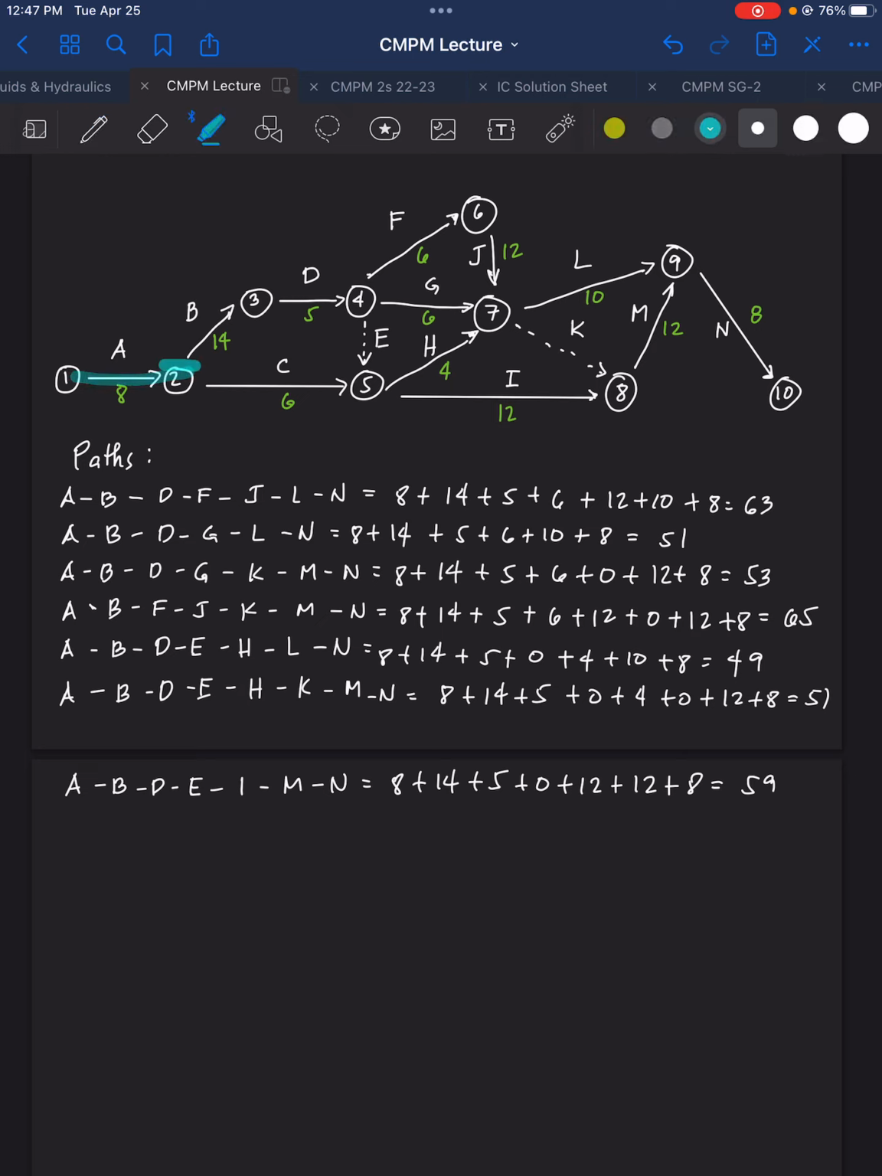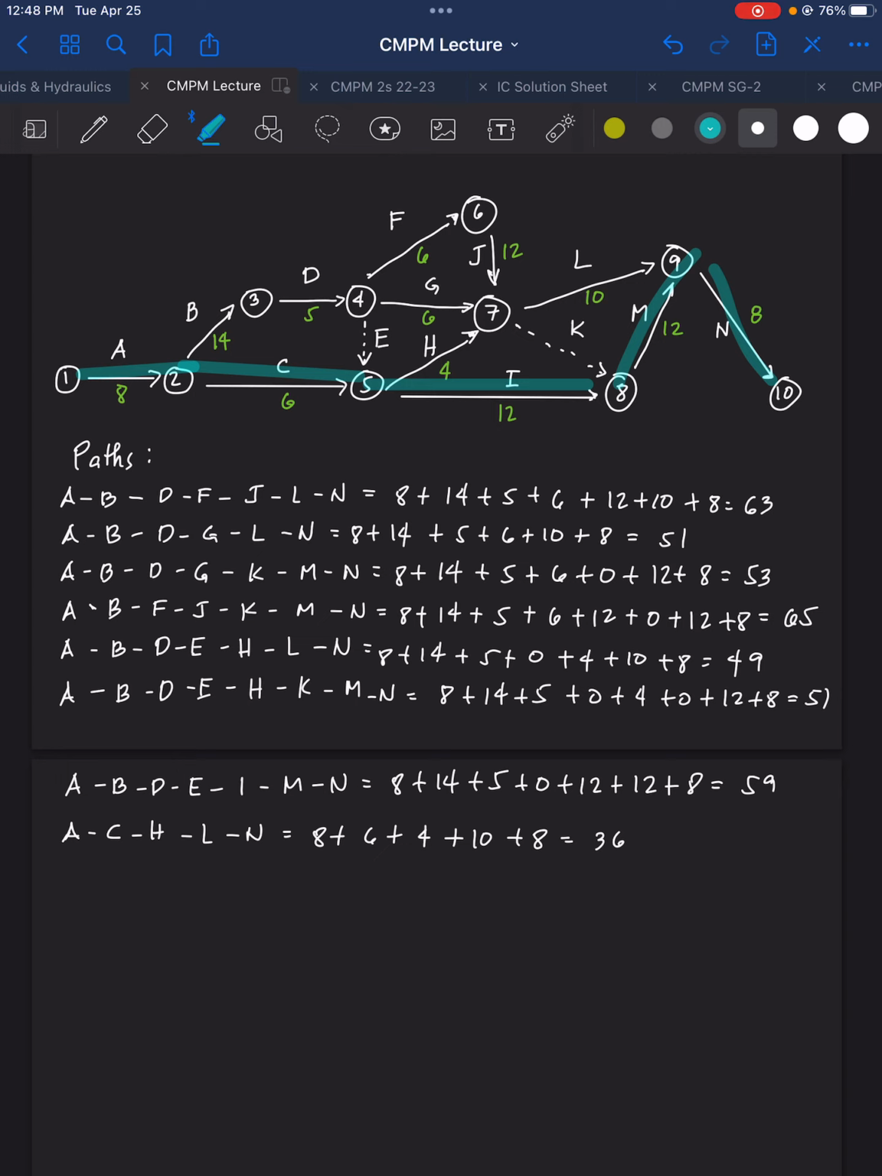So A, C, H, L, N. So AC, H, L, N. So 8 plus 6 plus 4 plus 10 plus 8. And that is 36 weeks. And I think this is the last path. A, C, I, M, N. No, it's not.